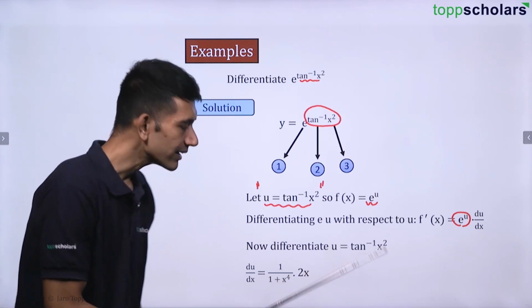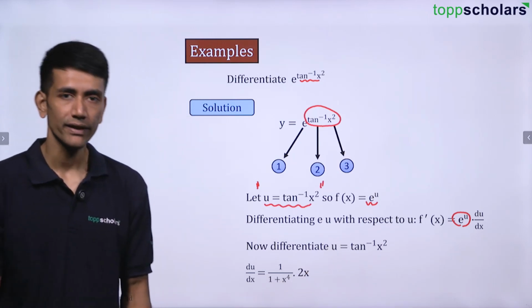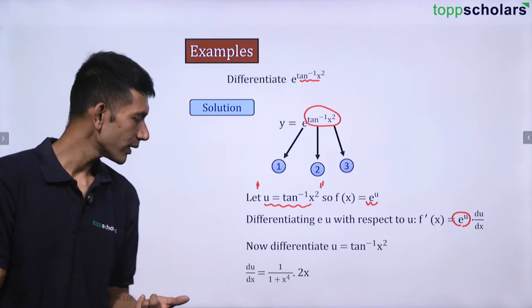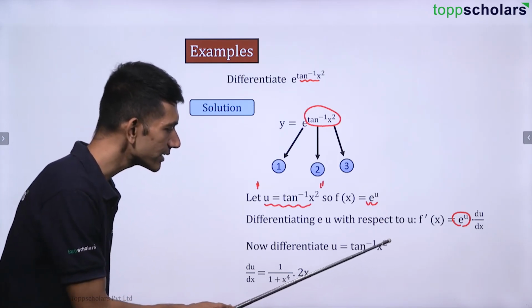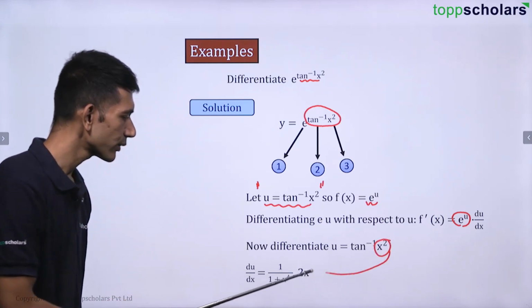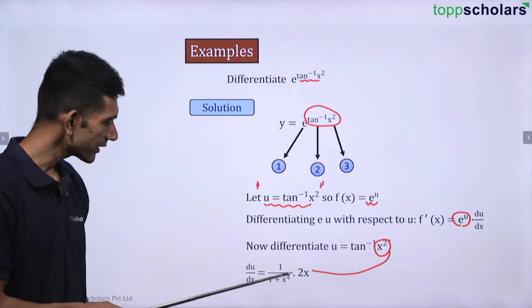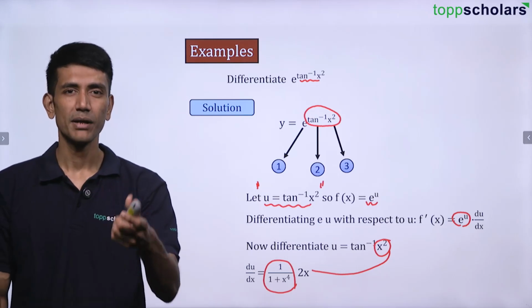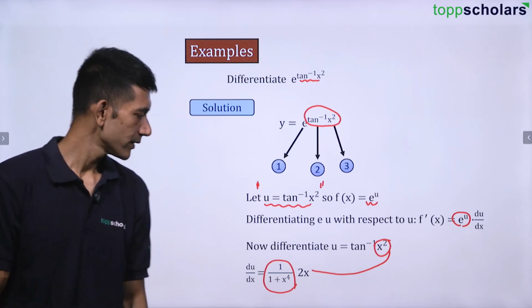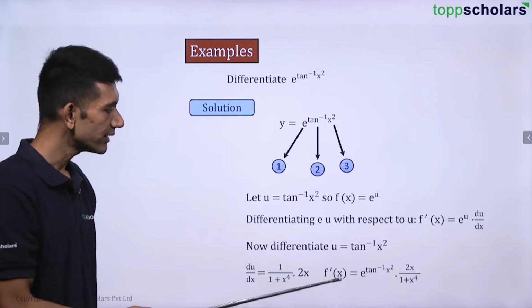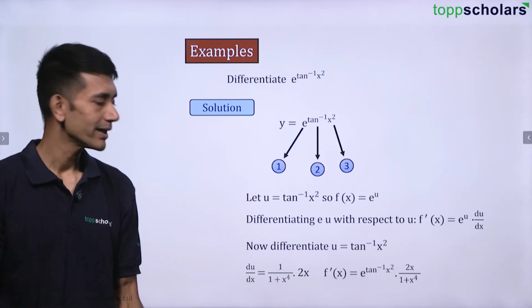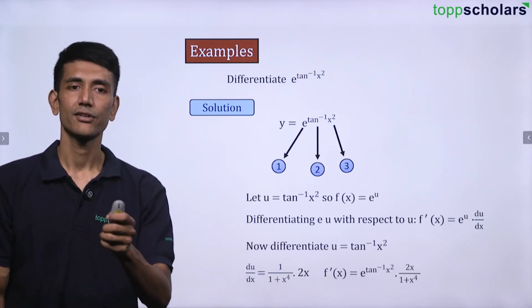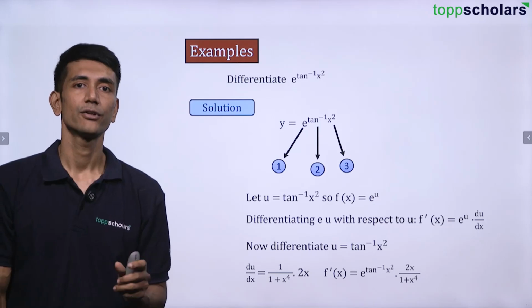Why? Because we know that the derivative of tan inverse of x is nothing but 1 by 1 plus x square, and the derivative of x square is nothing but 2x. But because we have x square already there, that becomes x raised to 4. Clear? Now we have f dash of x, that is e raised to tan inverse x square multiplied by 2x by 1 plus x raised to 4. I hope this part is clear to all of you.